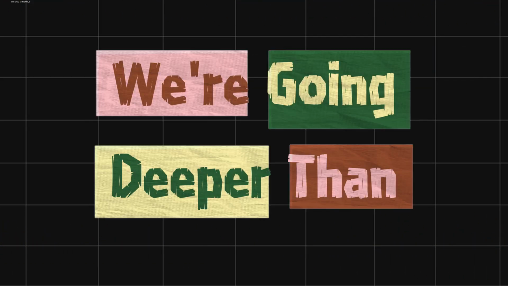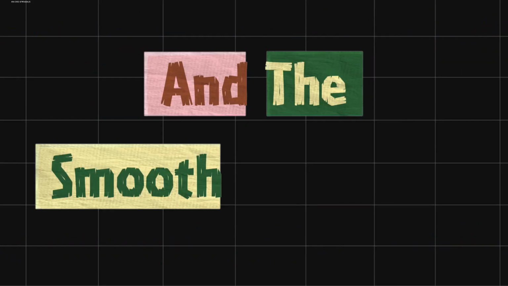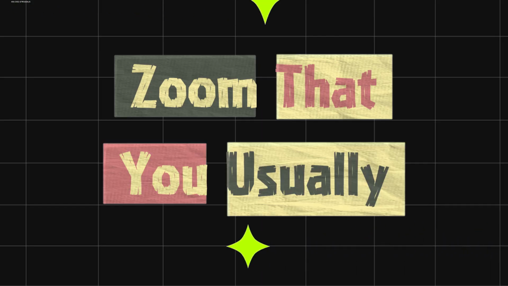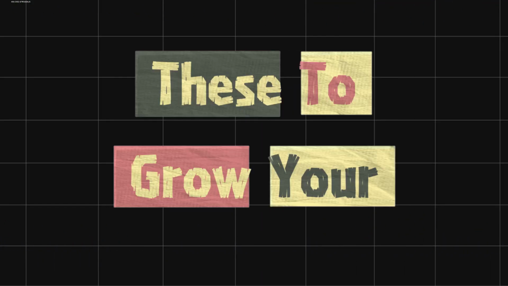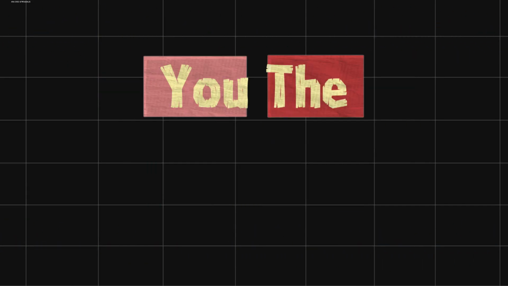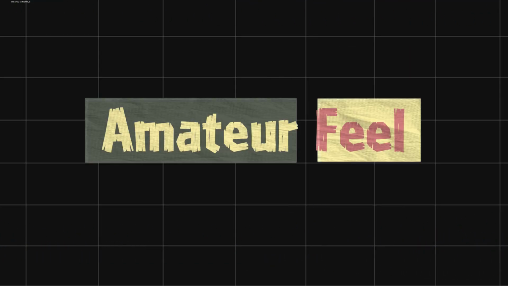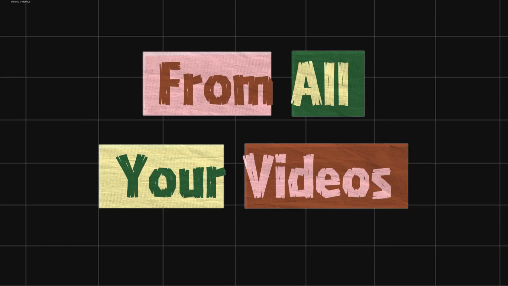We're going deeper than simple cuts. We'll master animated text tracking and the smooth cinematic zoom that you usually need After Effects for. Trust me, you need these to grow your watch time. Stick around for the end because I'll show you the one keyframe curve setting that removes the amateur feel from all your videos. Let's get to work.